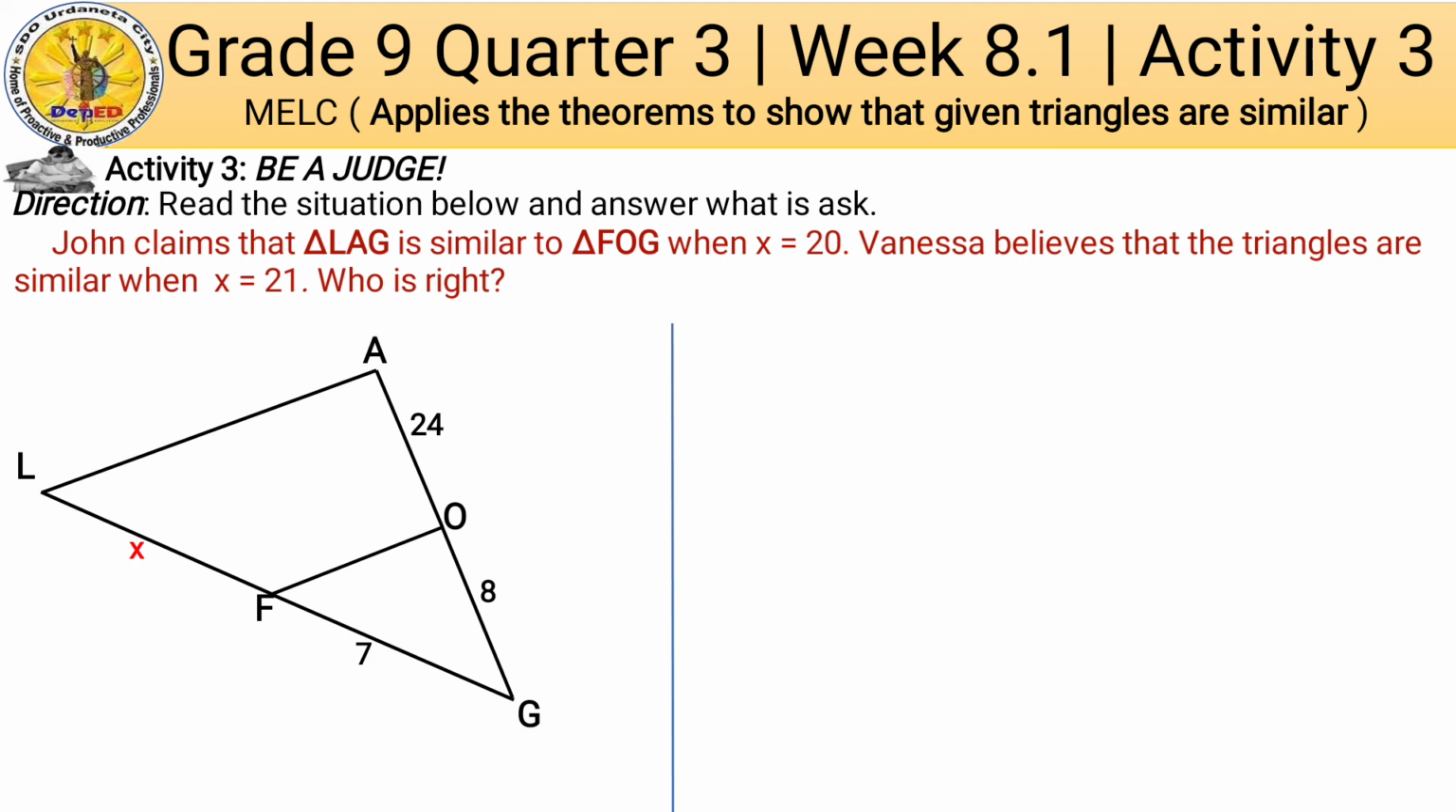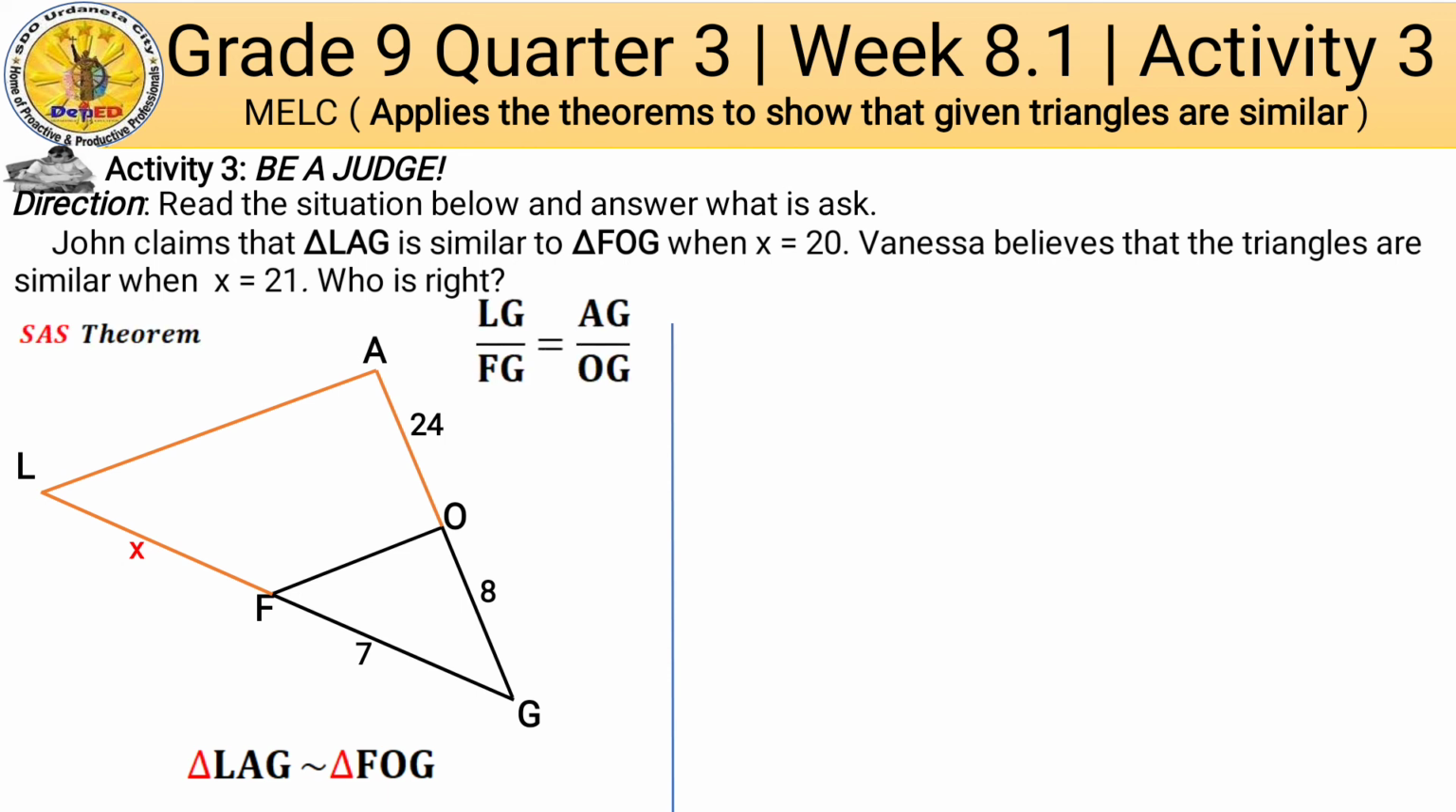Okay. In the given situation, we have triangle LOG is similar to triangle FOG. Therefore, the corresponding sides are proportional. Using such theorem, the proportion to be used is the ratio of side LG and side FG equals the ratio of sides AG and OG. We have now the solution.